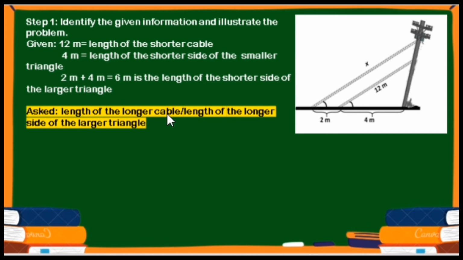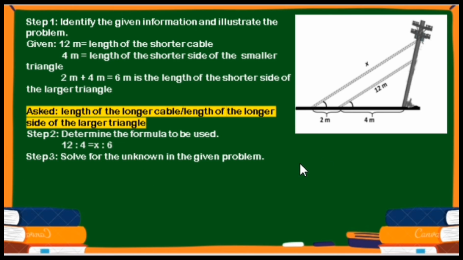It is to find the length of the longer cable or the length of the longer side of the larger triangle. Since we have a smaller triangle and a larger triangle, this is a problem involving triangle similarity. Step 2. Determine the formula to be used. So let us form a proportion. We have 12 is to 4 is equal to x is to 2 plus 4, which is 6.